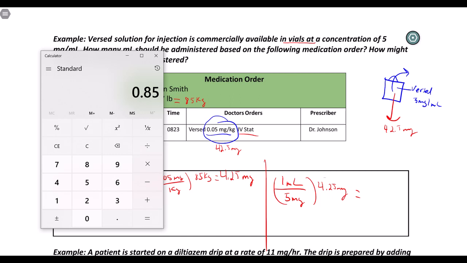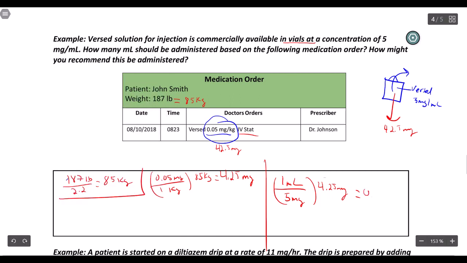Is the amount of mLs that I would take out of that vial and give by injection. But it also says, how might you recommend this? It would probably be by IV push because it's an immediate thing. We're going to push it right directly into the patient, not giving him an injection. So IV push is usually like that. Not something you need to know for calculations, but just an added step.